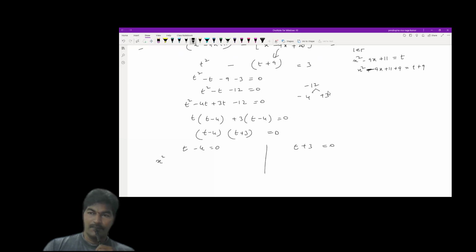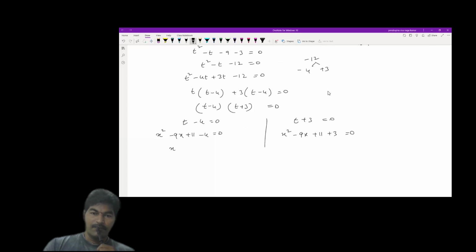T stands for x square minus 9x plus 11, so x square minus 9x plus 11 minus 4 is equal to 0, and x square minus 9x plus 11 plus 3 is equal to 0. Therefore, it is x square minus 9x plus 7 equal to 0 and x square minus 9x plus 14 equal to 0. We got two different quadratic equations, and he's asking to calculate the product of all values. So individually equate each to 0 and solve for the roots.